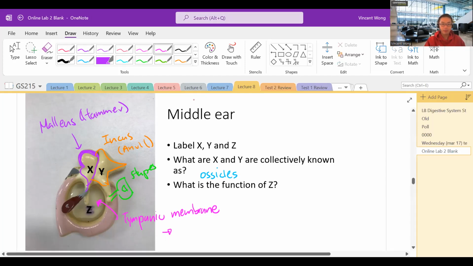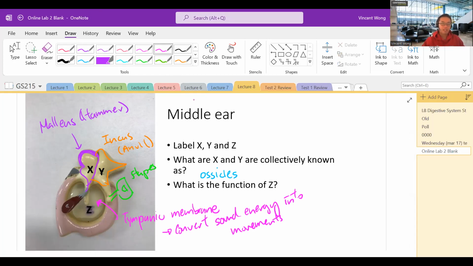The function of the tympanic membrane is to convert sound energy into movements. Okay, so as it moves back and forth, as it vibrates with the sound that it's picking up, it will cause the ossicles to move, right? And the sound is amplified that way, and then it gets transferred to the fluid inside the cochlea through the oval window.